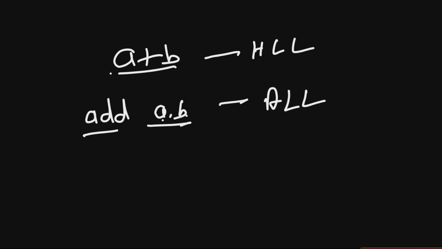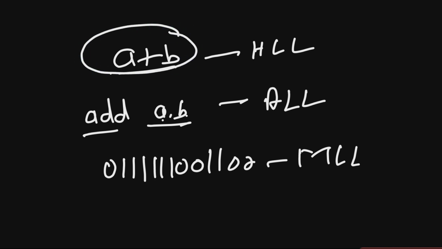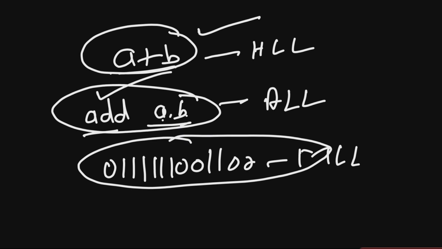If I write the same statement in zeros and ones, suppose it will be like this. I am just giving an example. It will be considered as machine level language. So this is a high level language where we are using English like statements. It is assembly level language where we are using mnemonic codes. It is a machine level language where we are using zeros and ones.